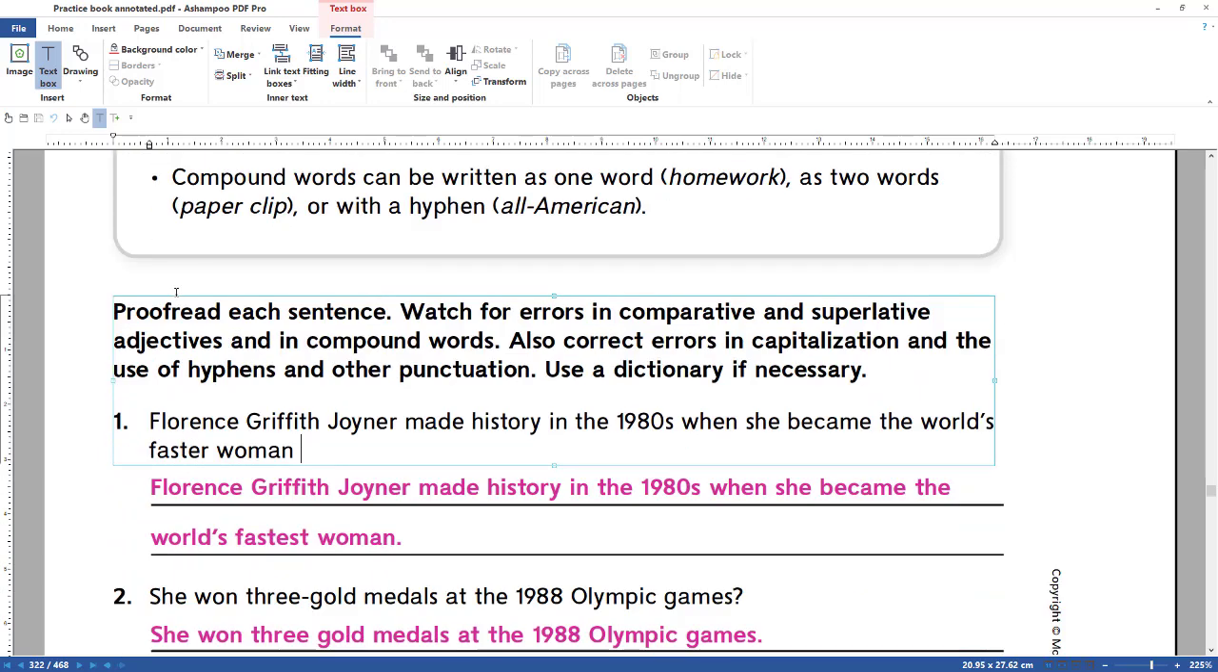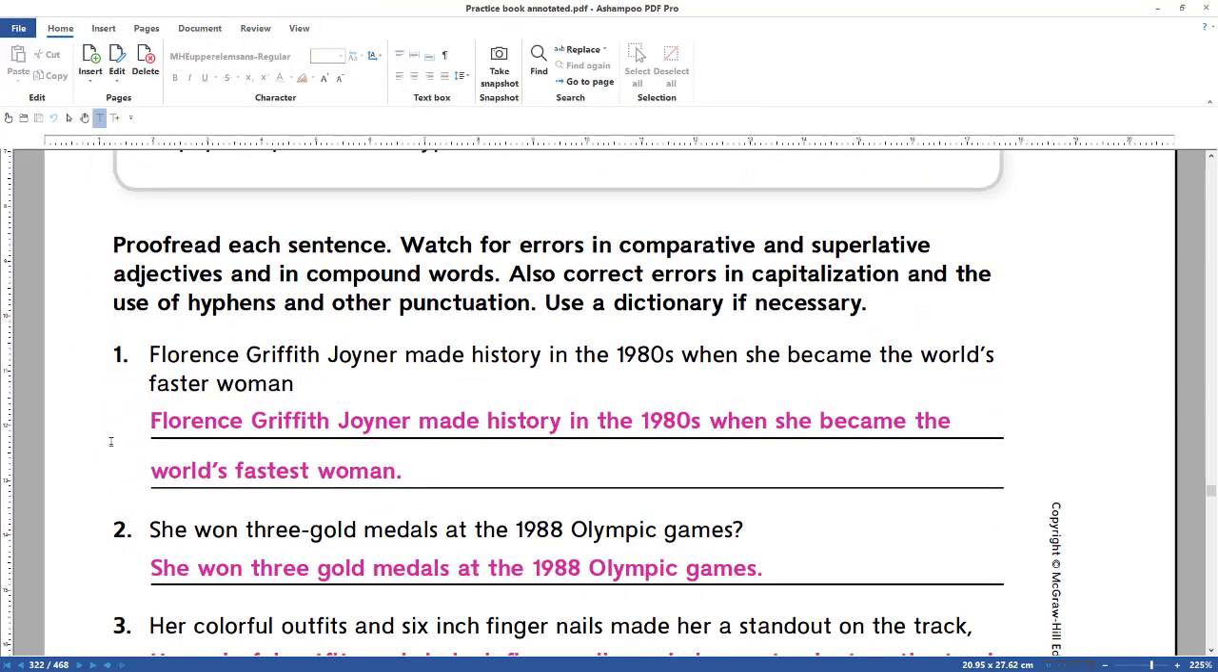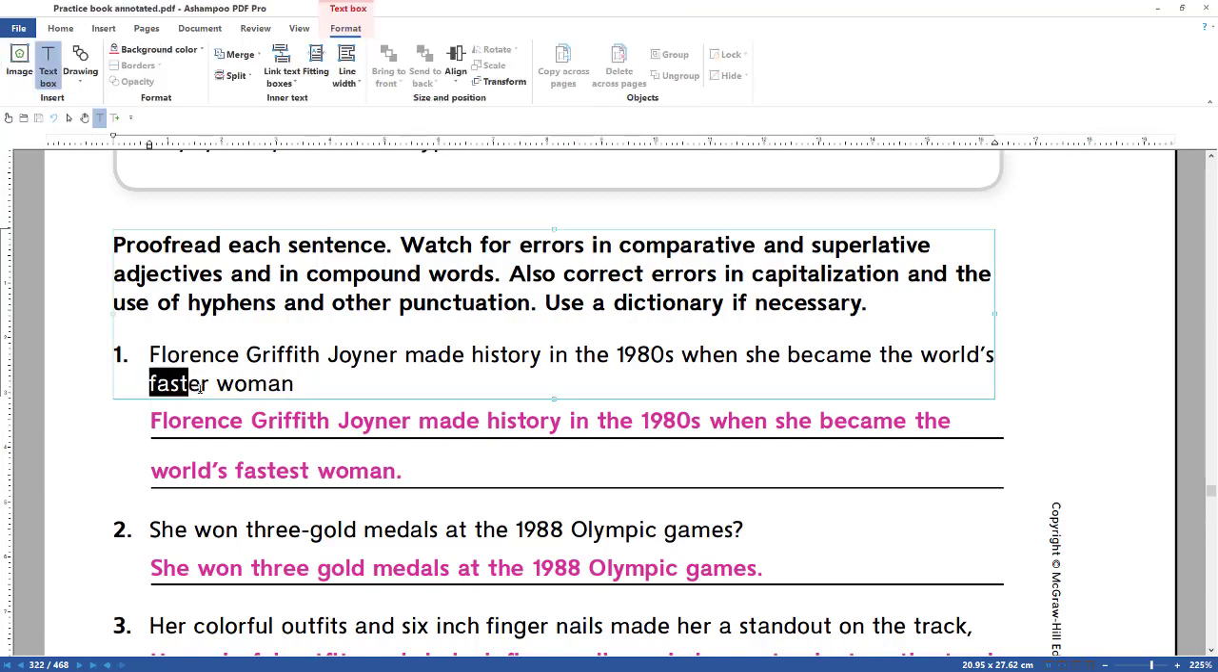Okay, so number 1, what's the error in this sentence? Of course, he is comparing a woman with a group of people, so we have to use the superlative adjective, not only the comparative adjective. So here he said faster woman. To say faster, you are comparing this woman with another woman. So you have to say faster than blah blah blah.